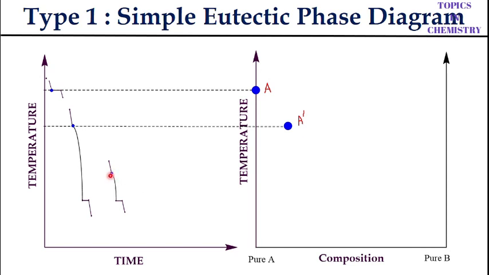Here again the A compound freezes out from the mixture. So at that point both A and B are in equilibrium with the liquid. Here is the composition given. Suppose the name given here is A double prime.